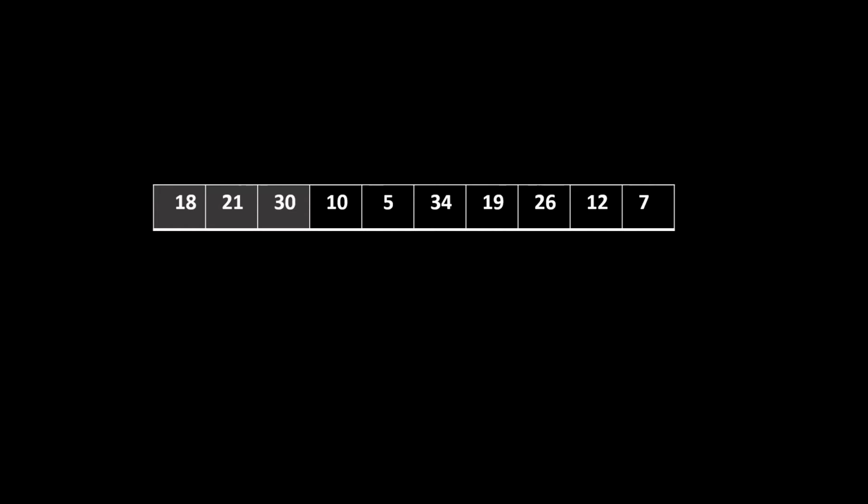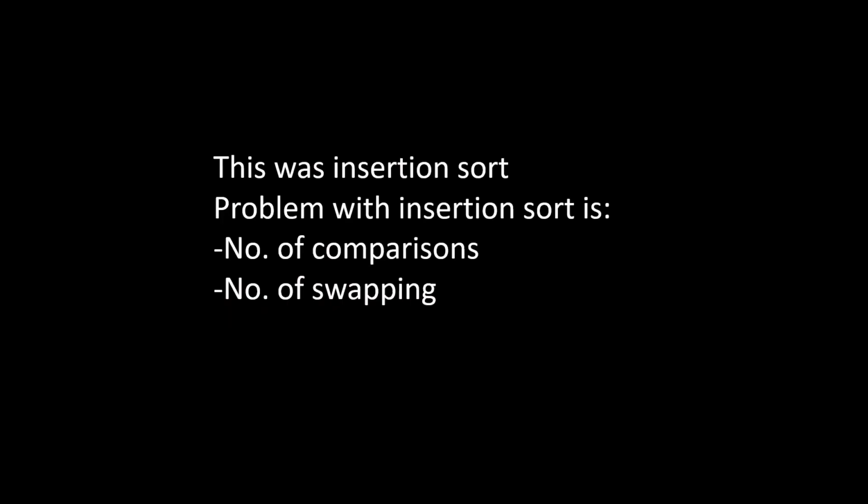Again 10 will be compared. 10 will be placed in the first position of the sorted array, so this will be the sorted array, and 18, 21 and 30 are shifted to the right. So this is how insertion sort works, and all the remaining unsorted elements will also be compared to the sorted array elements like we did. We can observe that insertion sort has a problem: it requires many comparisons and the number of swappings is very high.